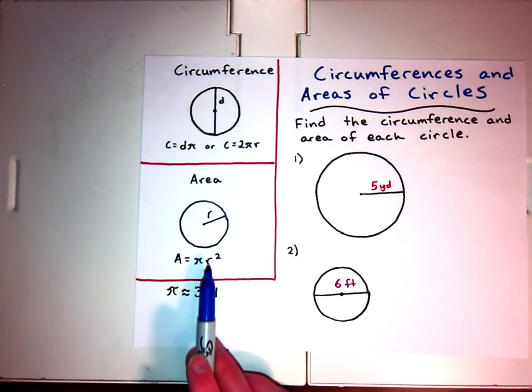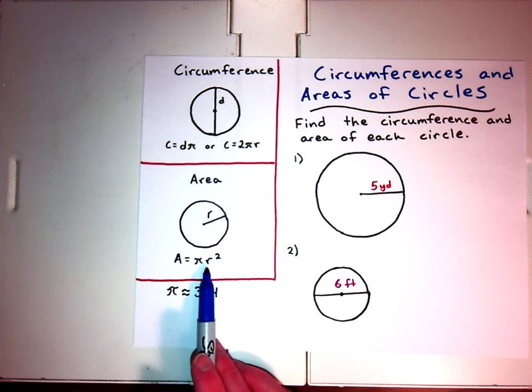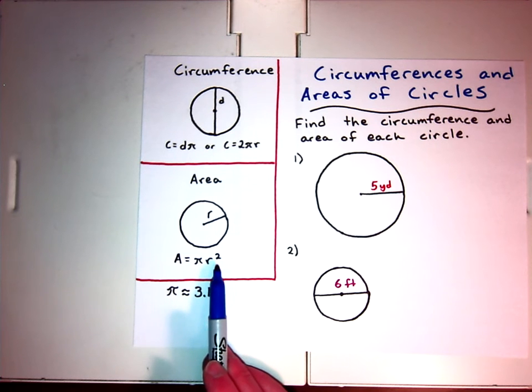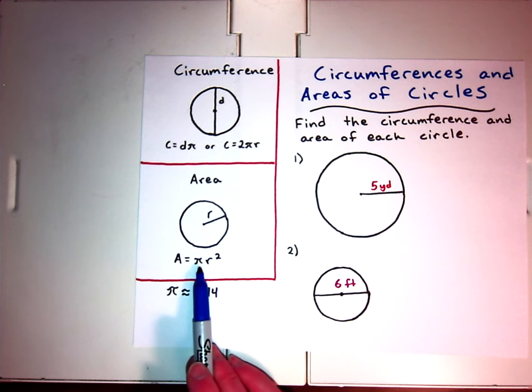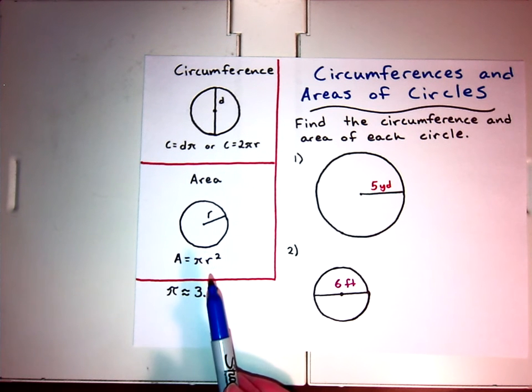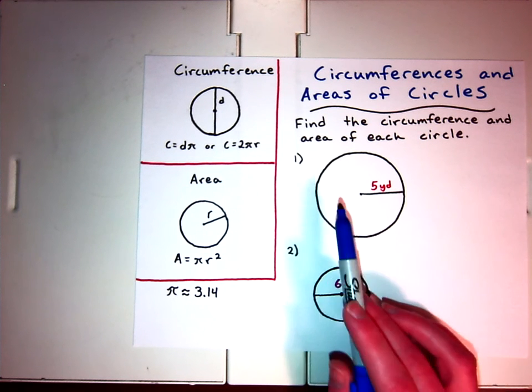For area, you're using A equals pi r squared. You have to have the radius. That means if you're given the diameter, you need to cut it in two, and then you need to square it. Remember, order of operations. Pi r squared means that the r needs to be squared before you multiply. You can't do 3.14 times whatever r is and then square it. That's going to get you the wrong answer. So let's try this. Instructions say find the circumference and area of each circle.